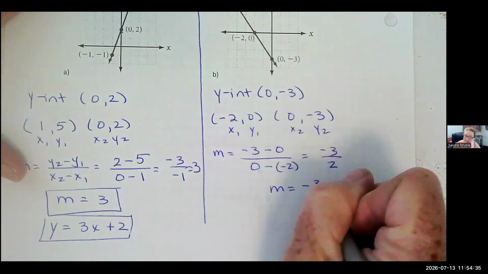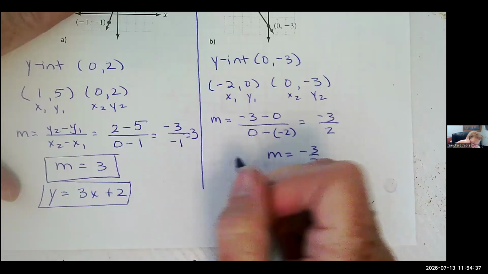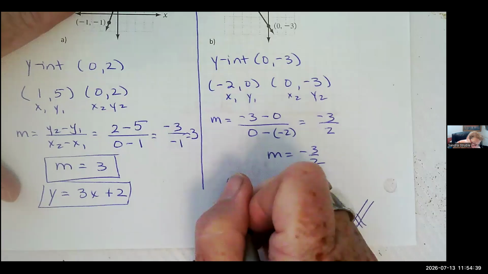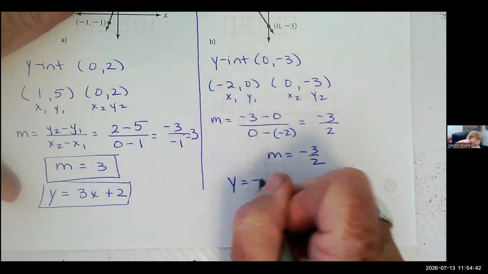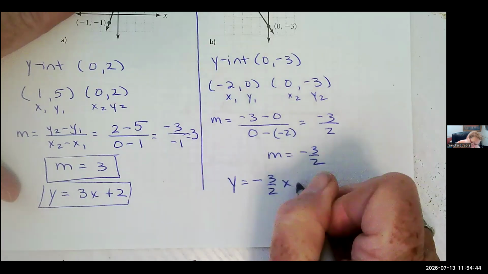If we want to put this in linear form, it's y equals mx plus b, which is y equals -3/2 x minus 3. That's it for part 1.